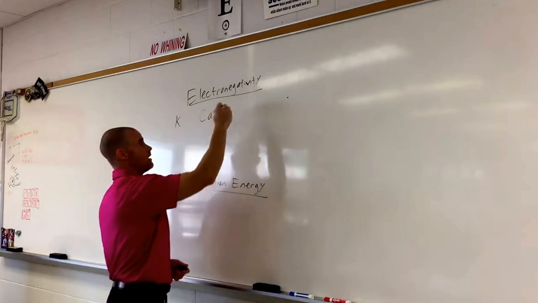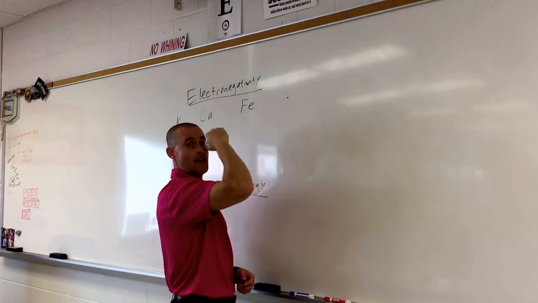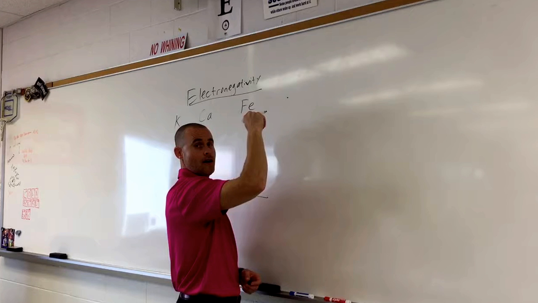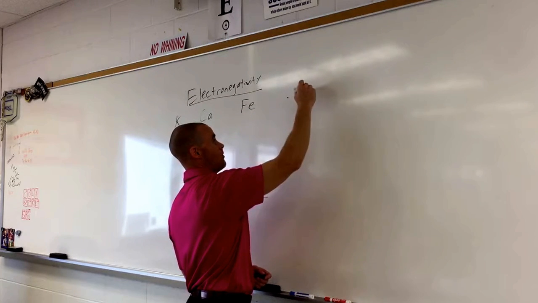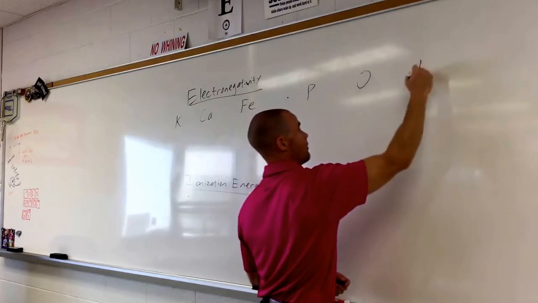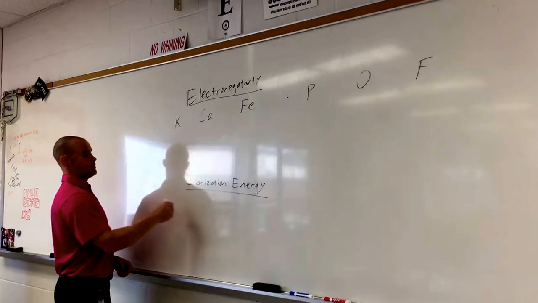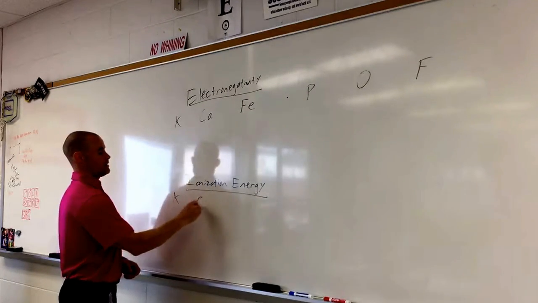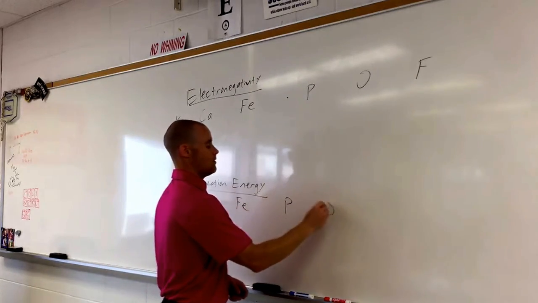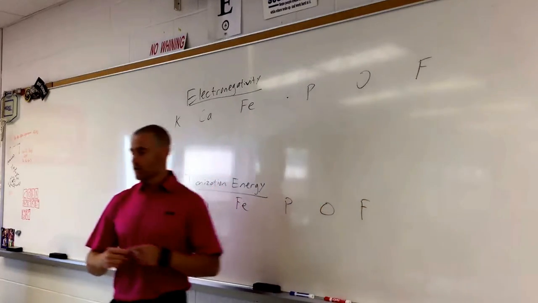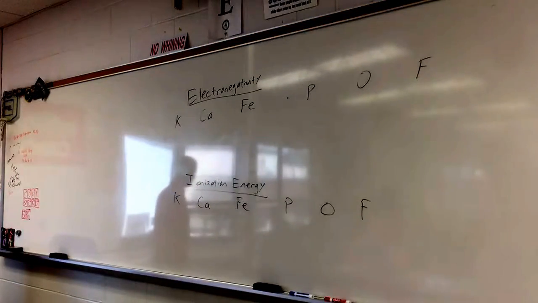Ca, Fe. Write it down exactly how I have it. We're going to jump up here: P, O, and F. And then the same thing here. I don't know why I put that dash there, but K, Ca, Fe, P, O, and F. All right, I want you to look those up on table S.